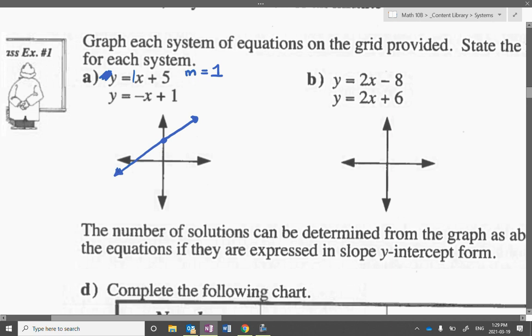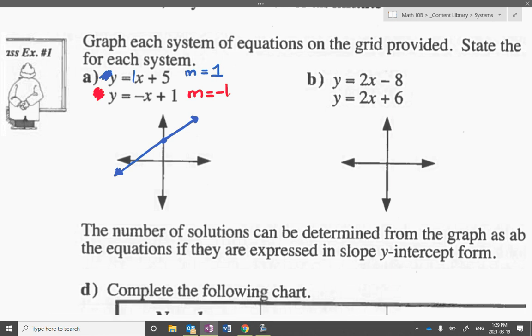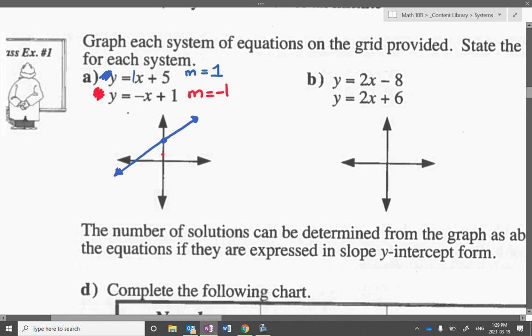My second equation here is ever so slightly different. What's the slope of the second equation? -1. So what do we know about these 2 lines then? Good, they cross, they're perpendicular. The second line though, the y-intercept is at +1, so it's just ever so slightly up. So when I draw my line, I'm going to make it look as much as I can like it's 90 degrees, because it should be 90 degrees. We would say this system of equations has one solution. The 2 lines cross each other once.